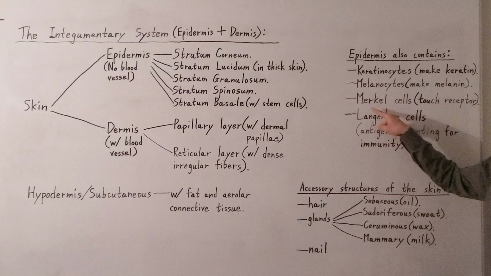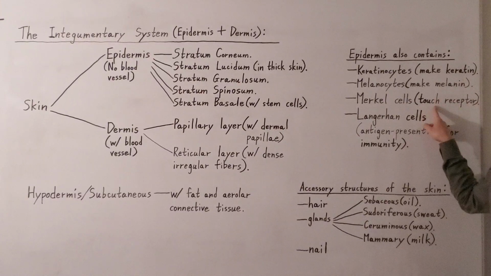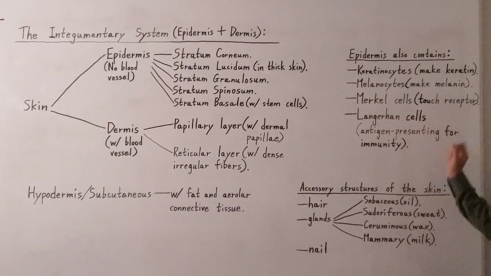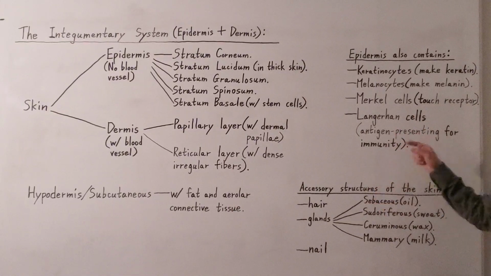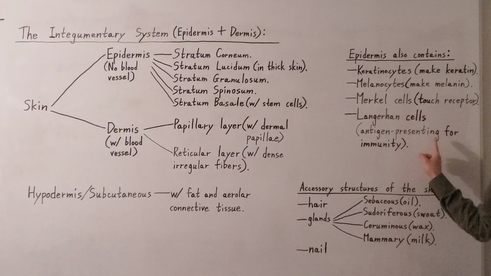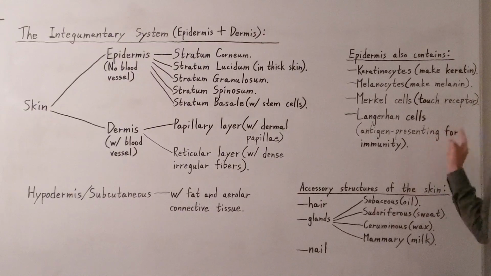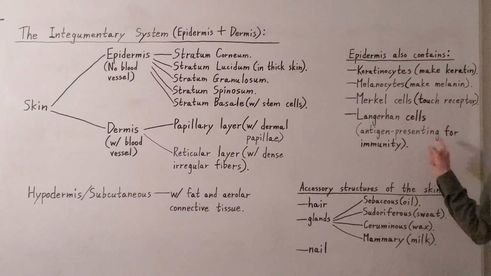Now, then you also have Merkel cells. Merkel cells are a type of receptor, a type of touch receptor. So Merkel cells can detect touch. Then you have Langerhans cells. Langerhans cells are a type of cell that presents antigens, so they are a type of antigen presenting cell. So Langerhans cells present antigens to other immune cells in the immune system, especially at the skin level.